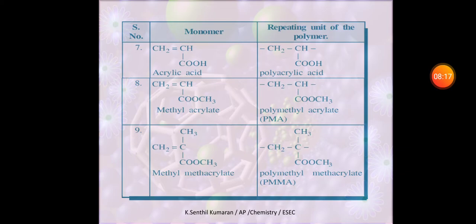Then methyl methacrylate. So n number of methyl methacrylate combined to form polymethyl methacrylate, PMMA. Here the ethylene molecule is connected with a methyl group on one side and an acetate group, CH3COO linkage, on the other side, that is acrylate.